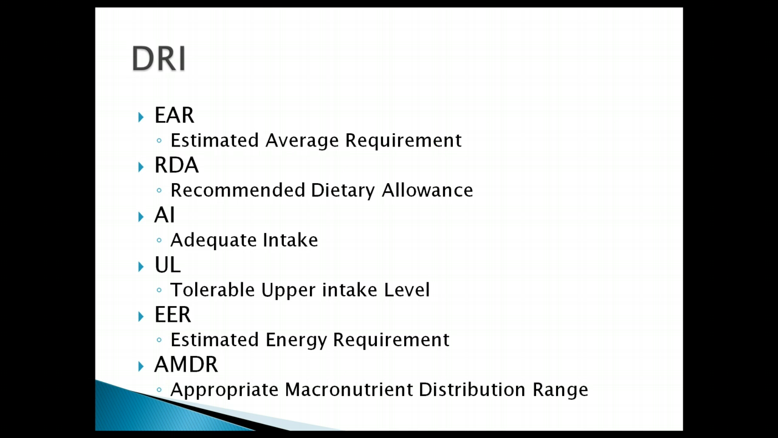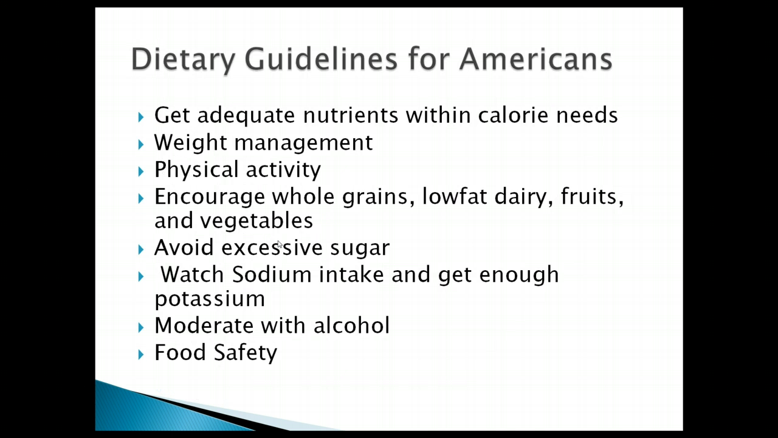Okay, so under our dietary reference intakes, we have the EAR, which is the estimated average requirement. So this is what your average person needs. The other one is your recommended daily allowance. It's recommended that your average person have this much. Another one is adequate intake, AI.